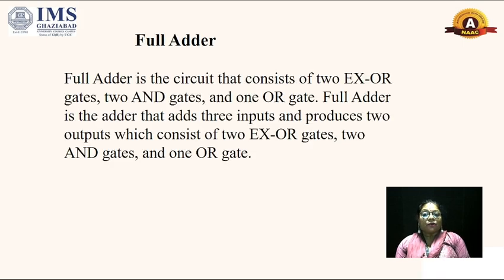Then we come to the full adder. A full adder is the addition of three bits, A, B and carry input, which gives a carry output, and at the same time the sum and carry are presented as outputs by the full adder. So we can say the full adder is a circuit that consists of two XOR gates, two AND gates and one OR gate. It adds three inputs and produces two outputs.